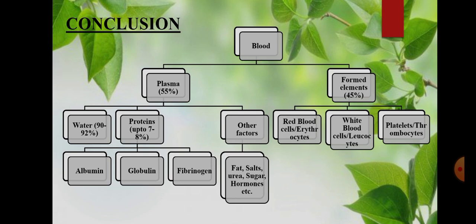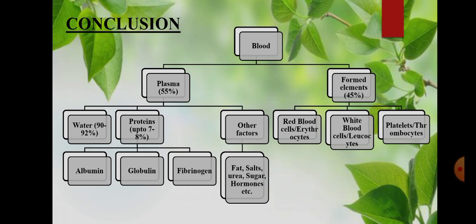Now plasma, again, when you split, 90 to 92% is water, 7 to 8% proteins. Proteins are of three types: albumin, globulin, and fibrinogen. Albumin mainly helps in the osmotic balance, globulin helps in defense mechanism, and fibrinogen helps in the clotting of blood. There are other factors like fat, urea, salt, sugar, hormones, and a small amount of minerals also present.